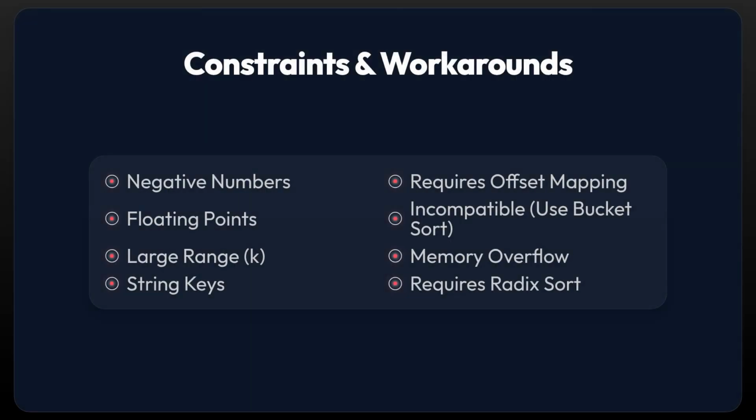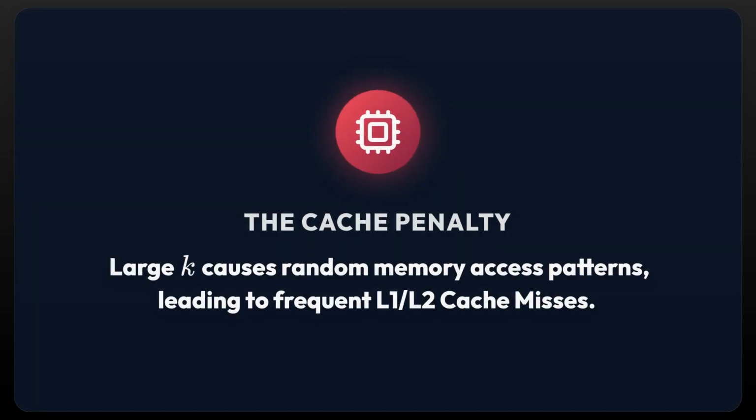It faces strict limitations. First, negative numbers require an offset mapping to shift them into valid array indices. Second, floating point numbers cannot be used as indices directly. For those, we need bucket sort. Finally, if the range of the data is massive, say 64-bit integers, the memory requirement for the count array becomes physically impossible. Modern performance is dictated by memory hierarchy.